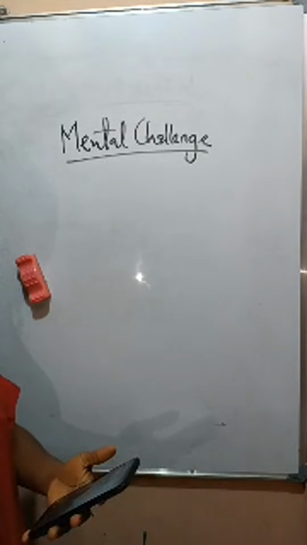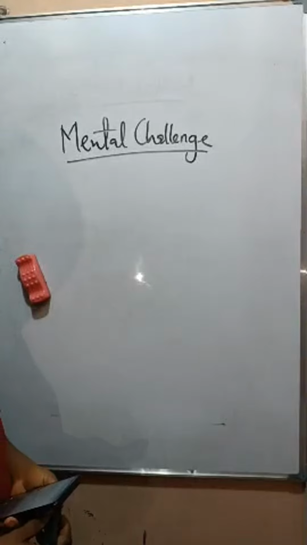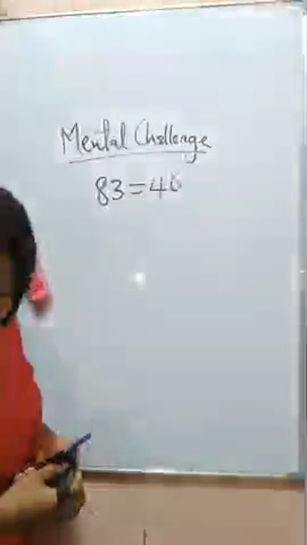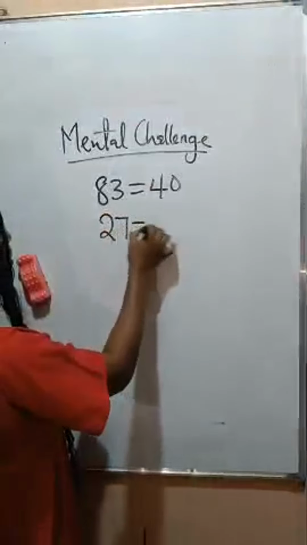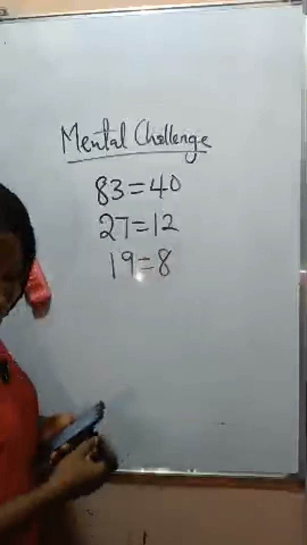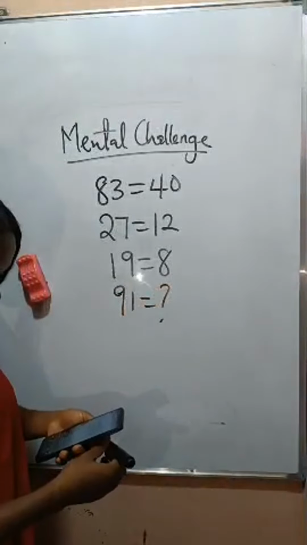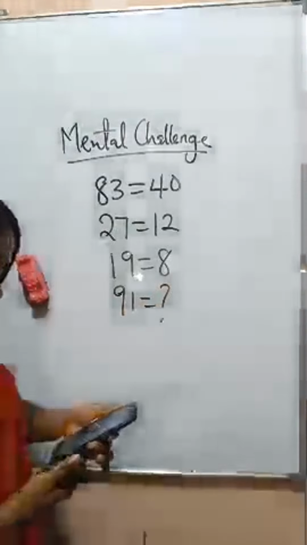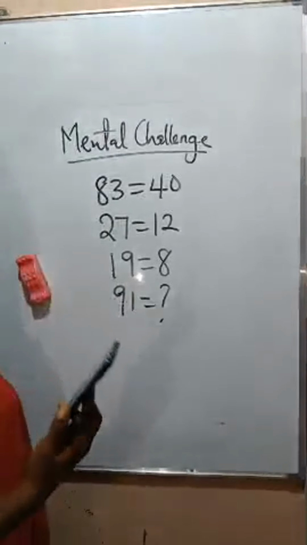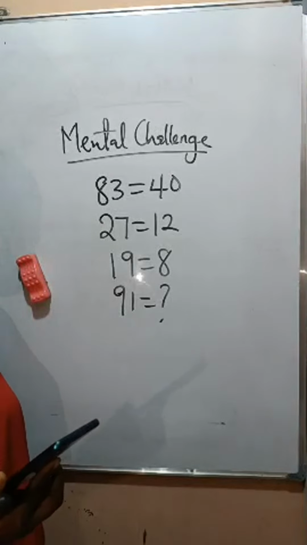All right, so let's go. Now the next question: we have 83 is equal to 40, 27 is equal to 12, 19 is equal to 8. This kind of question. What is 91? 91 is equal to what? Johnny is saying 40 plus 60 is the answer. No, I think 60 is the right answer. It has a particular formula. I think that works better.